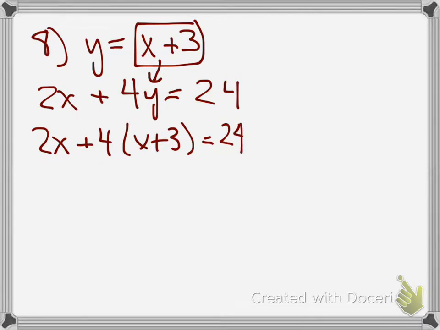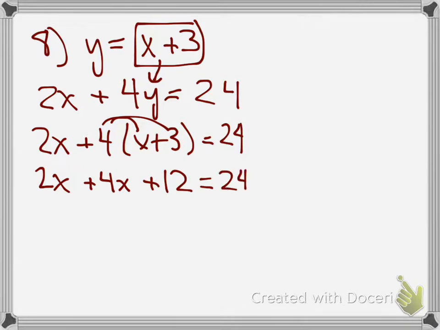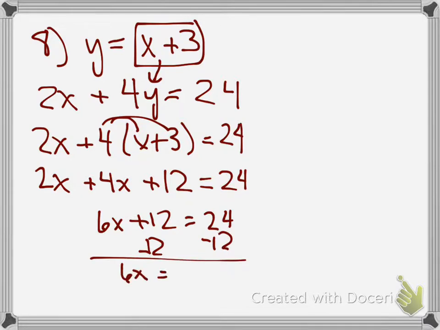Your steps will always be, after that, unless there's no number in front of the y, distribute, plus 12, combine like terms, 6x, so 2x plus 4x is 6x. Then you can add or subtract. In this case I'm subtracting. And then you can divide. And you get x is equal to 2.